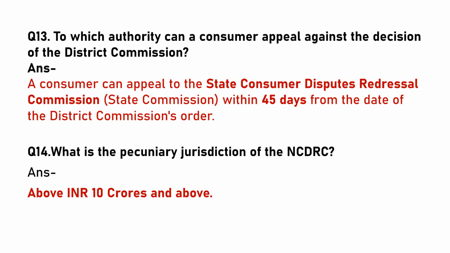Question number 13. To which authority can a consumer appeal against the decision of the district commission? A consumer can appeal to the State Consumer Disputes Redressal Commission, that is State Commission, within 45 days from the date of the district commission's order. What is the pecuniary jurisdiction of the NCDRC? It is any claim or value which is above Indian rupees 10 crores.